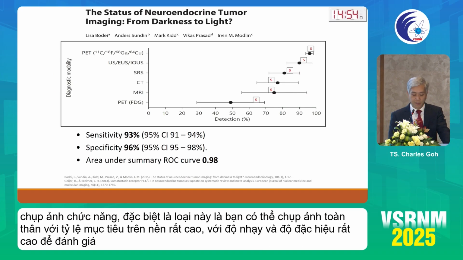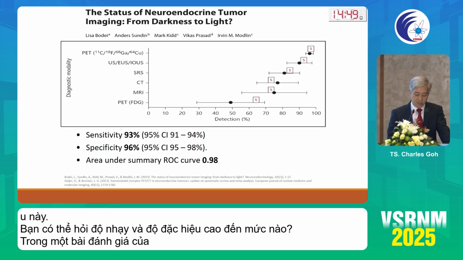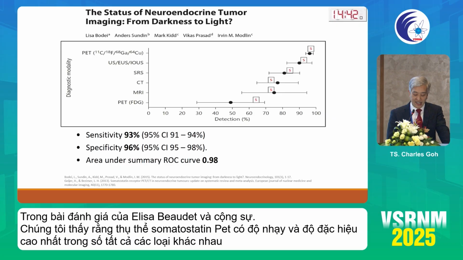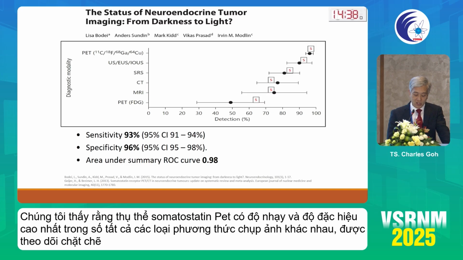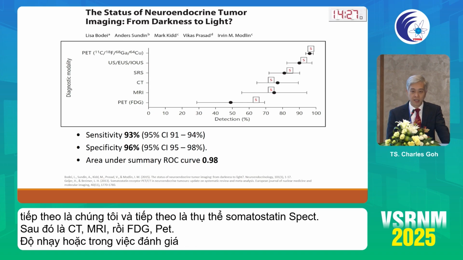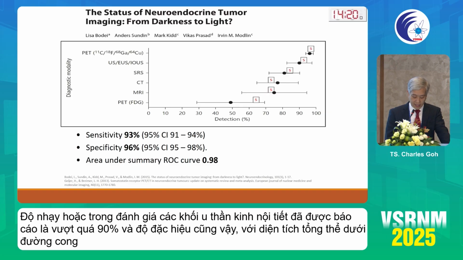How high is the sensitivity and specificity? In a review, they found that receptor PET has the highest sensitivity and specificity of all different modalities, followed by receptor SPECT, MRI, and actually then FDG PET. Sensitivity in evaluation of neoplasms has been found to be in excess of 90%, specificity as well, with an area under the curve of 0.98.